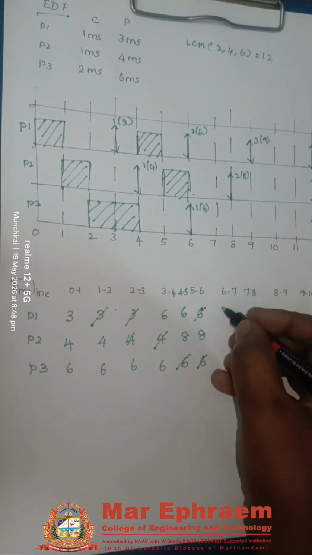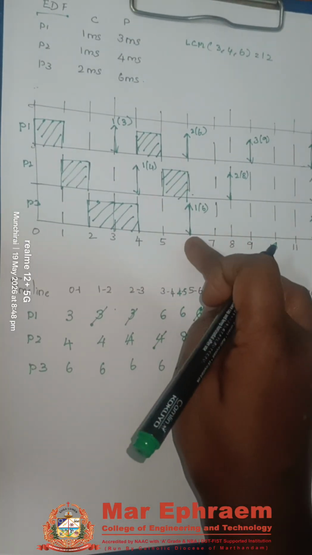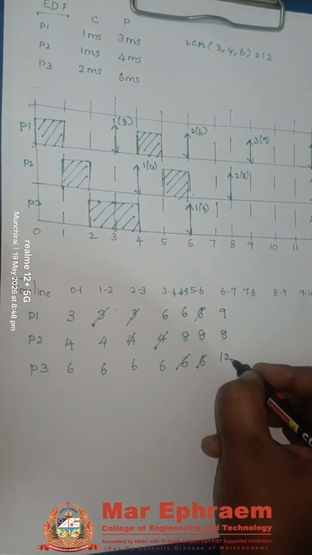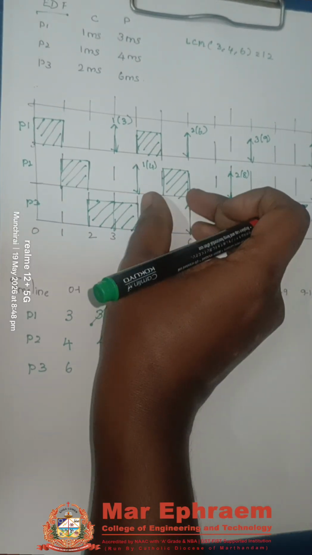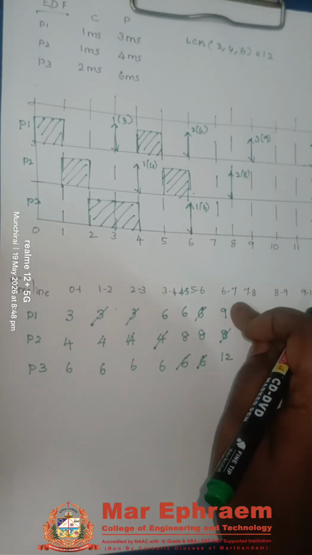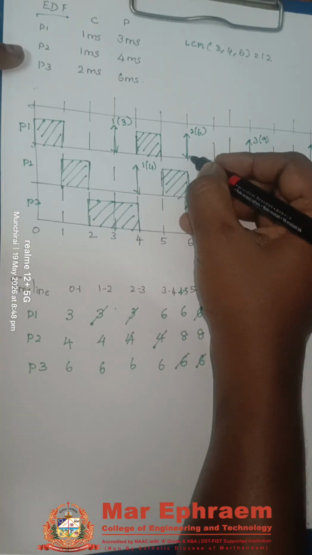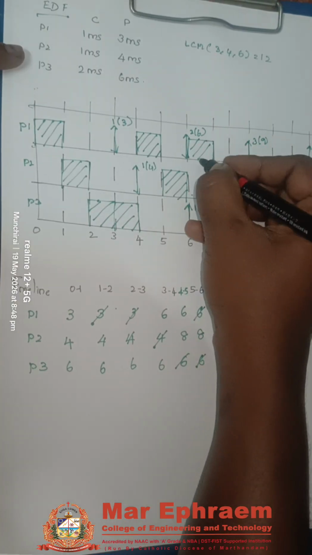Okay, next we are going to again update the priority based on the deadline. For P1 it will become 9. For P2 it is already 8 only. Next for P3 it is 12. Now we already know that for this particular interval P2 is complete, so we need not execute it again, we just cancel it out. And then next is 9 or 12. So obviously 9 is the highest priority, so that is of P1. So we are going to execute that.